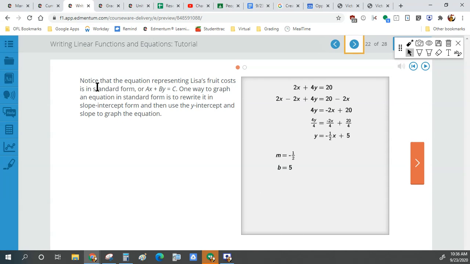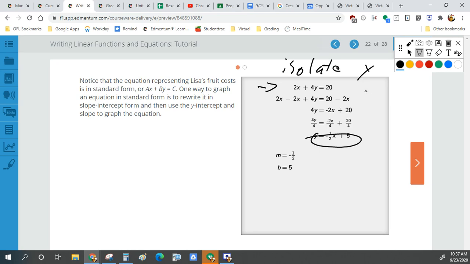All right, so our next one, notice how we're representing it. This is kind of weird how we have it set up. In order to switch it from standard form to this form, we can just solve for y. We're going to isolate y, get y by itself. So we're going to move over the x, then divide by 4 at the end.